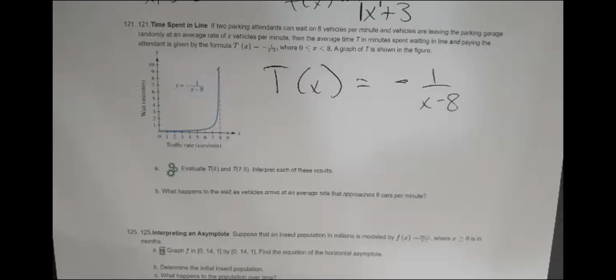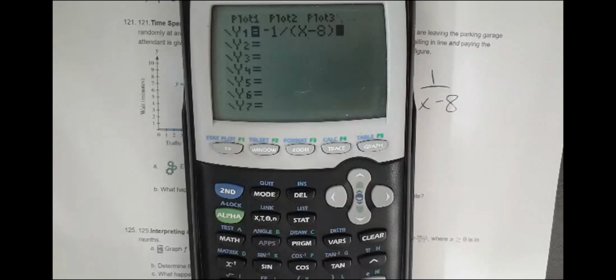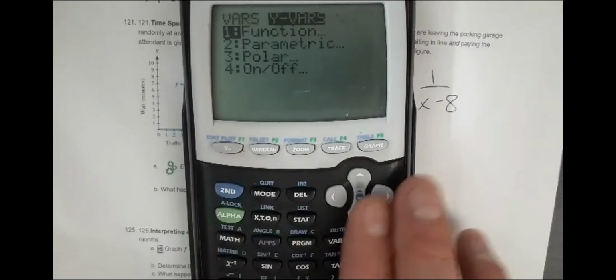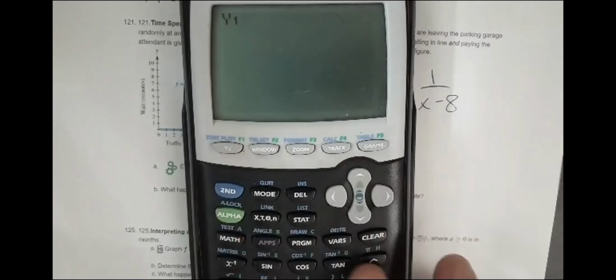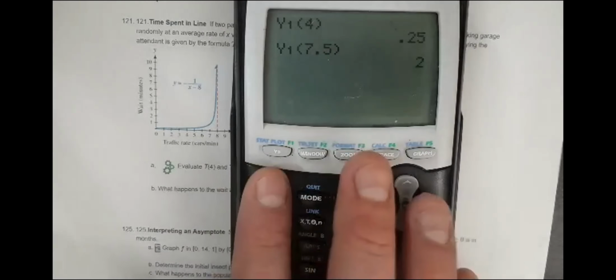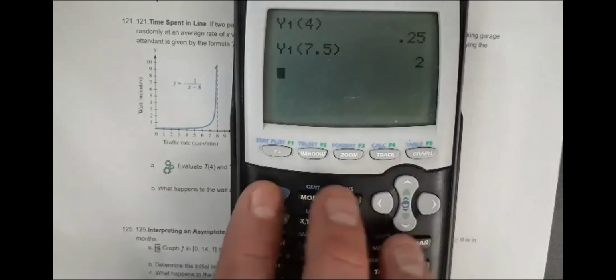Negative 1 over x minus 8. Let me make sure I get it in my calculator right. So I think you do need parentheses around the denominator. I could be wrong. But negative 1 over x minus 8. And I talked a little bit about this, but variables function. You can actually pull this thing up and look at what? 4 should give us 0.25. We figured that out already. 7.5. If you want to go to your table, that's another way you could do this.